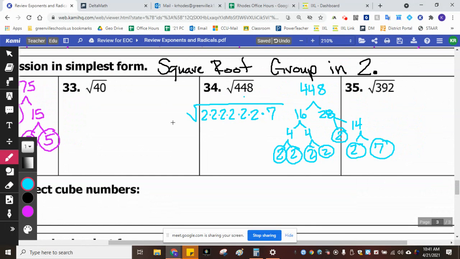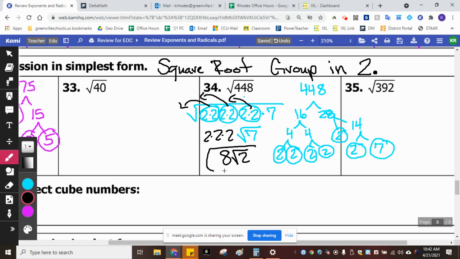8 on the outside, 7 on the inside because that doesn't have a group. So 7's going to be on the inside. And every group you pull one out. So I'm going to pull out 2 from this group. The other one goes away. One group, 2 from that group. The other one goes away. So 2 times 2 times 2 is 8. So 8 square root of 7.